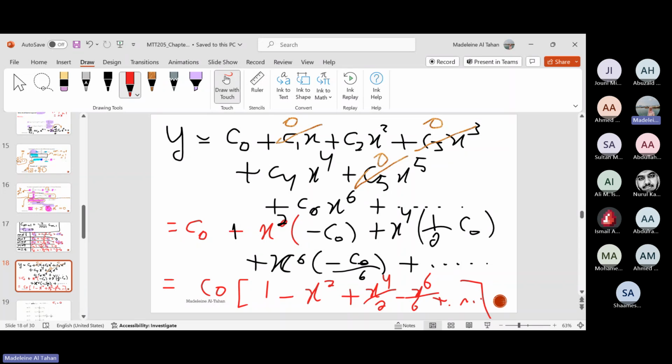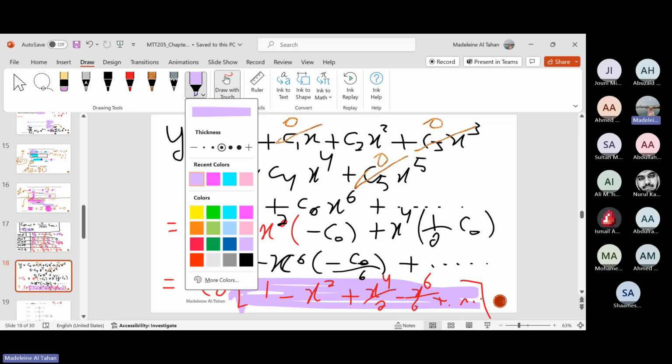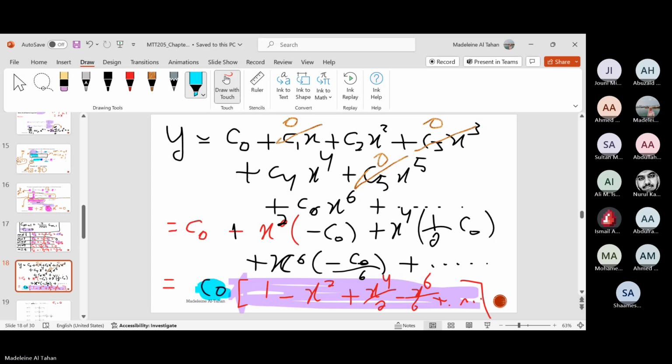Remember, miss, if it's a first order differential equation, how many independent solutions should we get? 1. So in terms of how many C's? 1 C, C0. Now, if we have second order, how many series solutions should we get? 2. How many independent solutions should we get if we have second order? 2. So in terms of C0 and C1, it will be. Okay, miss?